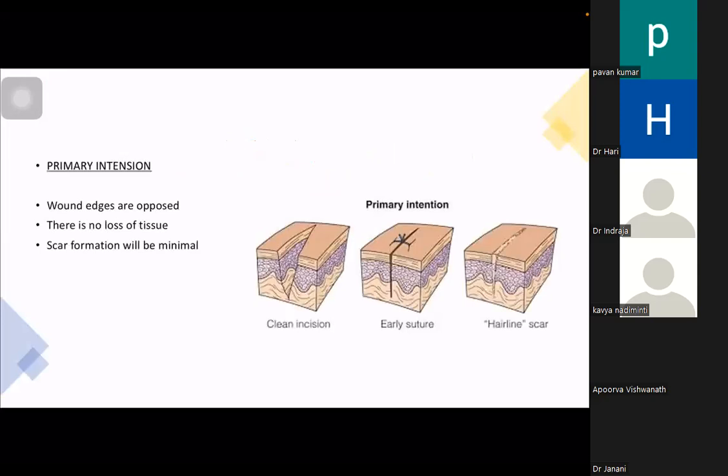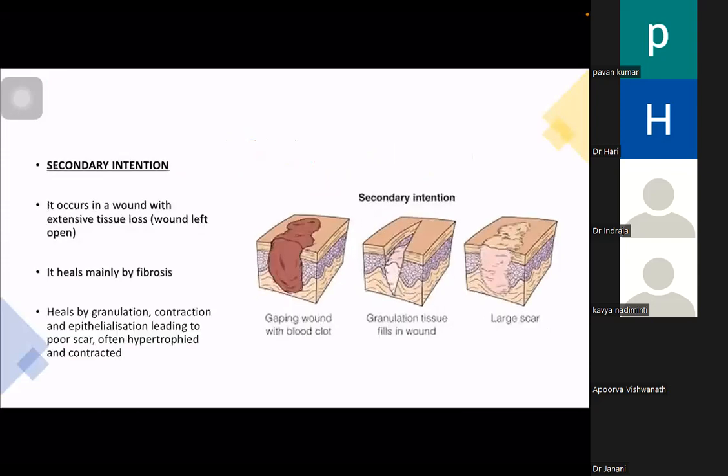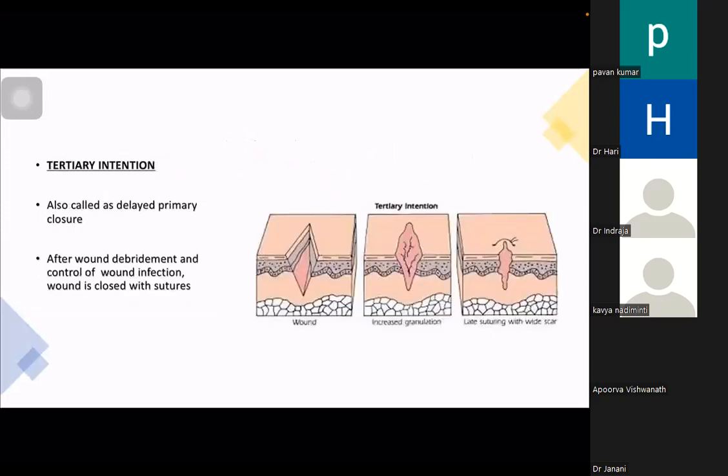Primary intention, secondary intention, and tertiary intention. In primary intention, there is no excessive loss of tissue, and it is sutured, and the healing will be with minimal scar. And in the secondary intention, there is excessive loss of tissue, and the healing contains more scar formation and excessive formation of granulation tissue. And in the tertiary intention, there is an infection, due to which the wound is left open, and then the infection is treated, and then the suturing is done, which is called tertiary intention.